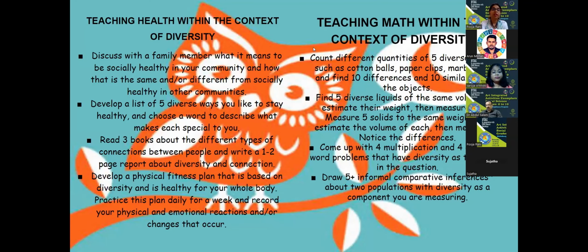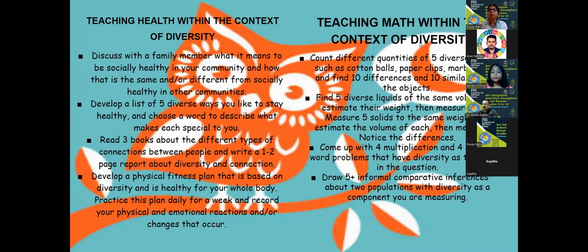So we can relate this with health also, because diversity is a topic which we can relate with many things. So discuss with a family member what it means to be socially healthy in your community and how that is the same or different in other communities. Another, you can develop a list of 5 diverse ways you like to stay healthy and choose a word to describe what makes each special to you.